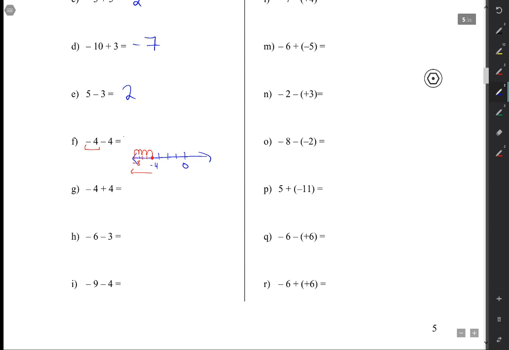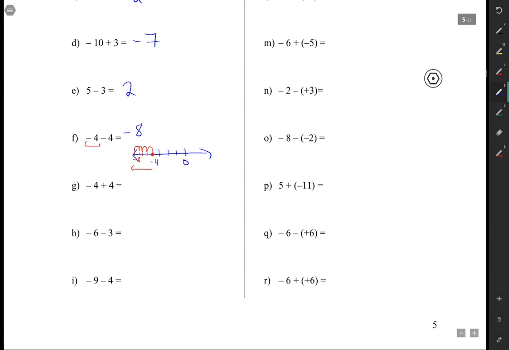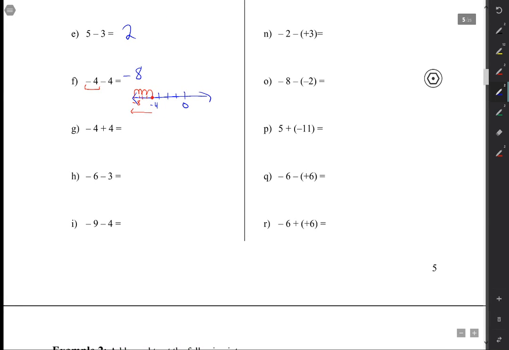So the answer for this one would be minus 8. Minus 4 plus 4. Well, let's look at the number line we just wrote above here. We would be starting at minus 4, but this time we're adding 4 to it. So we're going to move to the right 4 times. 1, 2, 3, 4, and we end up at 0. So the answer for this one here would be 0.